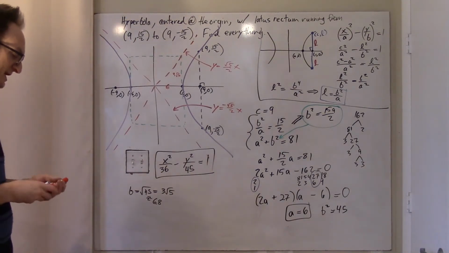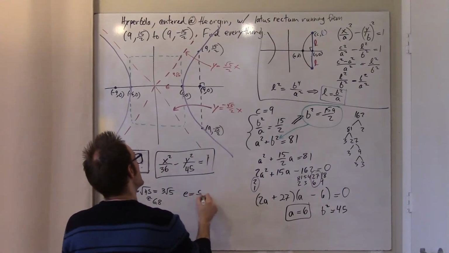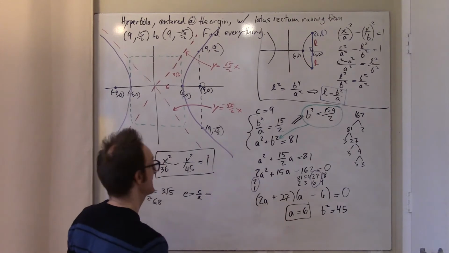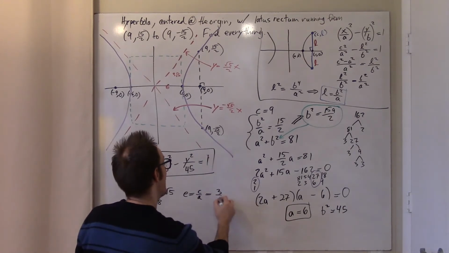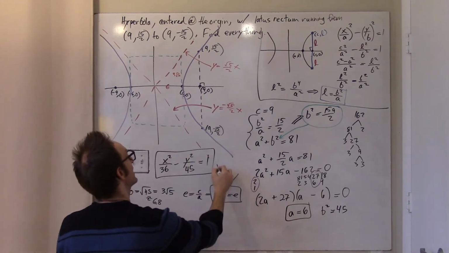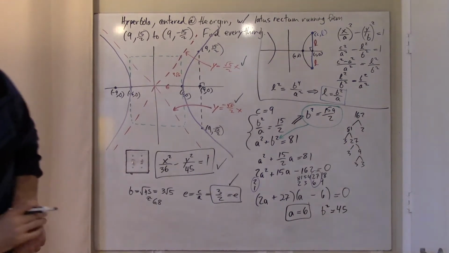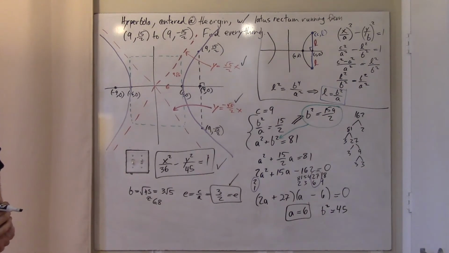What's my eccentricity? My eccentricity is just defined to be C over A. So my eccentricity is, C is 9, so that's just 3 halves. So I have my eccentricity, I have my equation, I have the equations of my asymptotes. What else is there to do? Maybe nothing. So I'm done. Alright, good. That was a pretty hard problem.